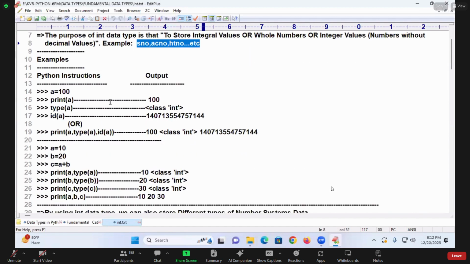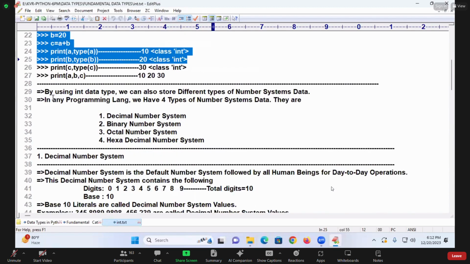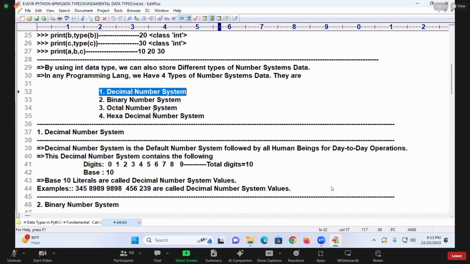Moreover, I gave some instructions on how to write the notes: on the left side I will write instructions, and on the right side, output. With the int data type, not only integer data but different types of number system values can also be stored. How many number systems are there? Four. Decimal number system, binary number system, octal number system, hexadecimal number system.